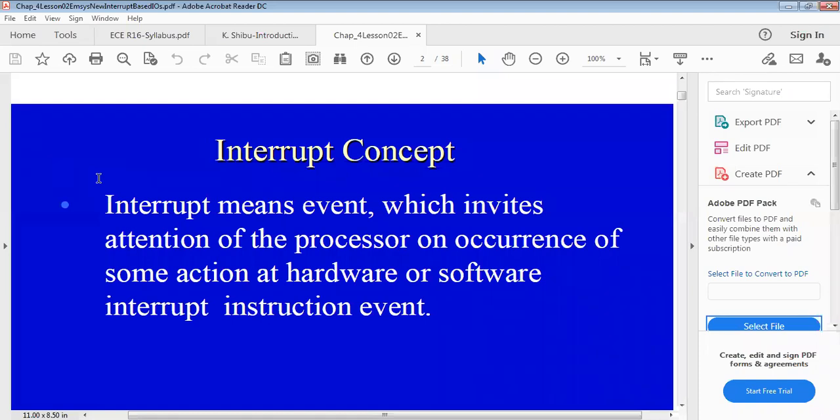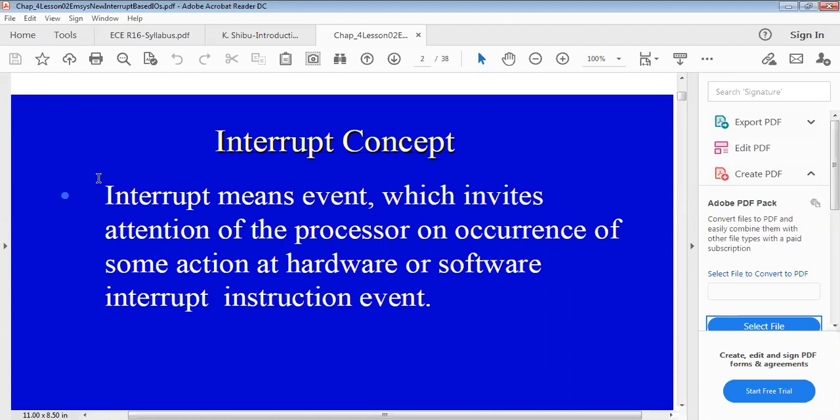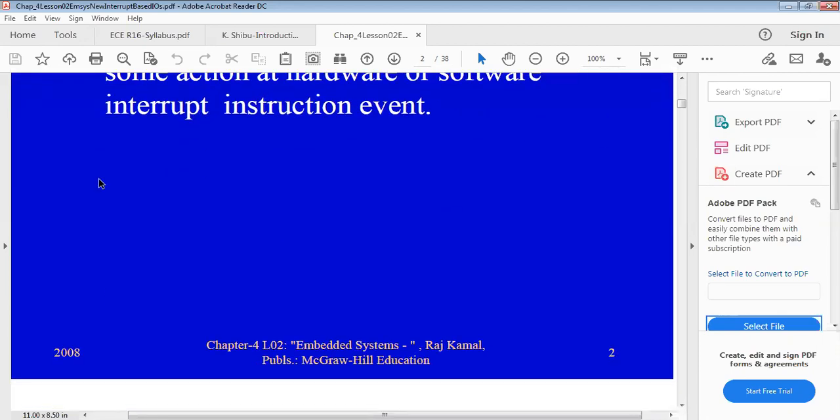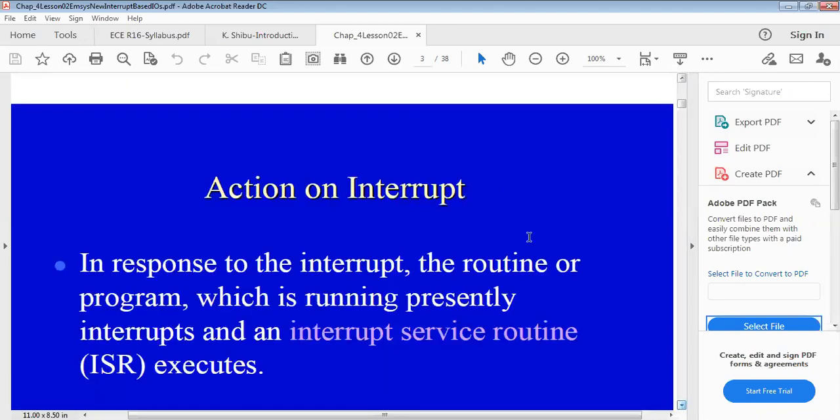That event manager is also there in RTOS here. Okay, action on interrupt. And what action do we perform on the interrupt? In response to the interrupt, the routine or program which is running presently is interrupted, and the interrupt service routine, ISR, executes.